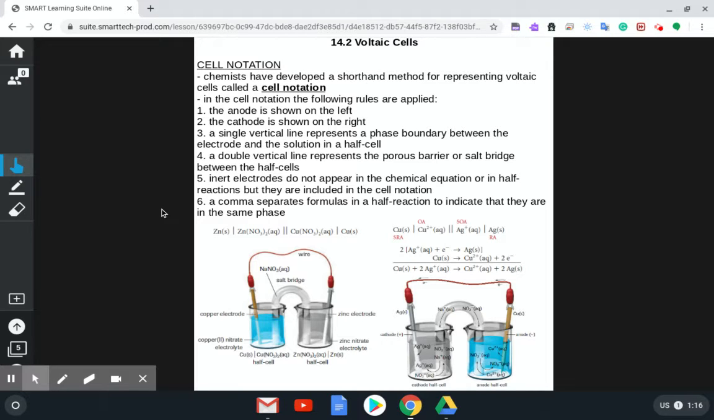A single vertical line represents the phase change, the boundary between the electrode and the solution that's in that half cell. A double vertical line represents the porous barrier or salt bridge between the two half cells. Inert electrodes do not appear in the chemical equation or in the half reactions, but they are included in the half cell notation.